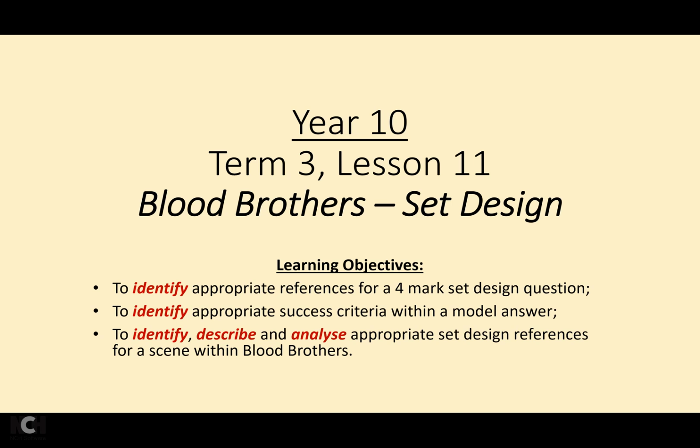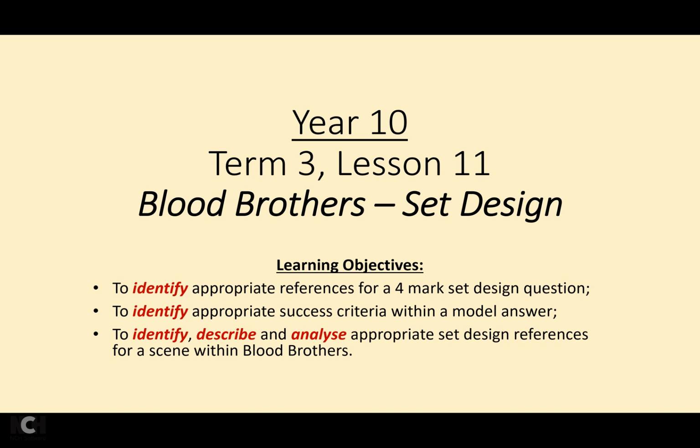So I am going to ask you today to identify appropriate references for a 4-mark set design question. I'm going to ask you to identify appropriate success criteria within a model answer, and to look and highlight that for me. And then finally, I'm going to ask you to identify, describe and analyse appropriate set design references for a scene within Blood Brothers, and to have a go at doing a model answer of your own for today's main task.